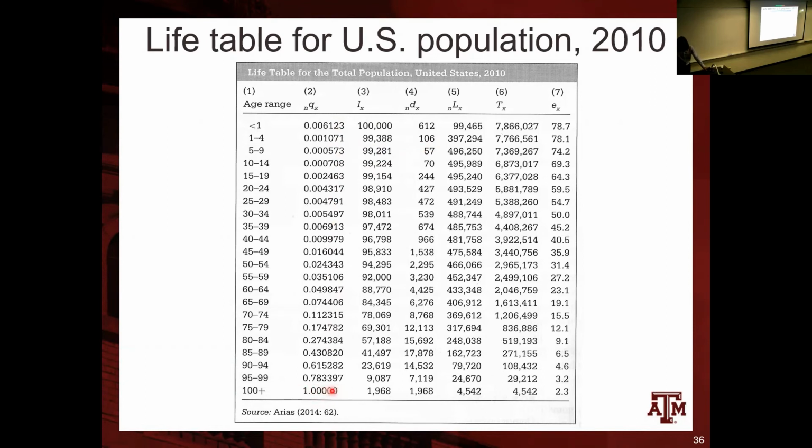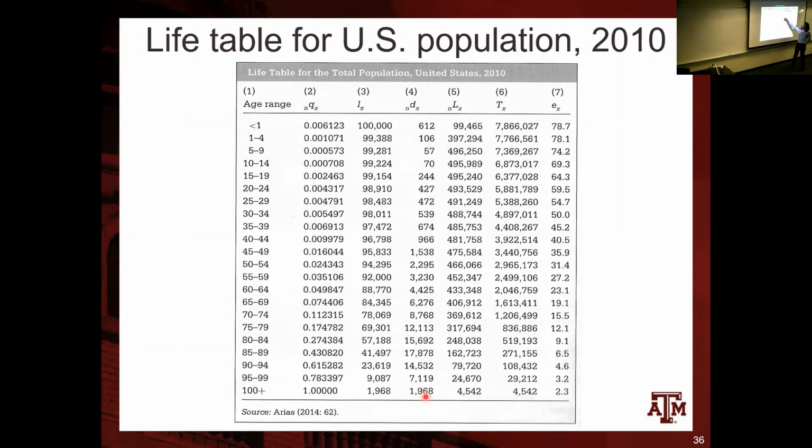Right? 100%. Everybody dies. So this 1,968, everybody will die. This number multiplied by 1, 1,968 people will die in the last age group. Cool?